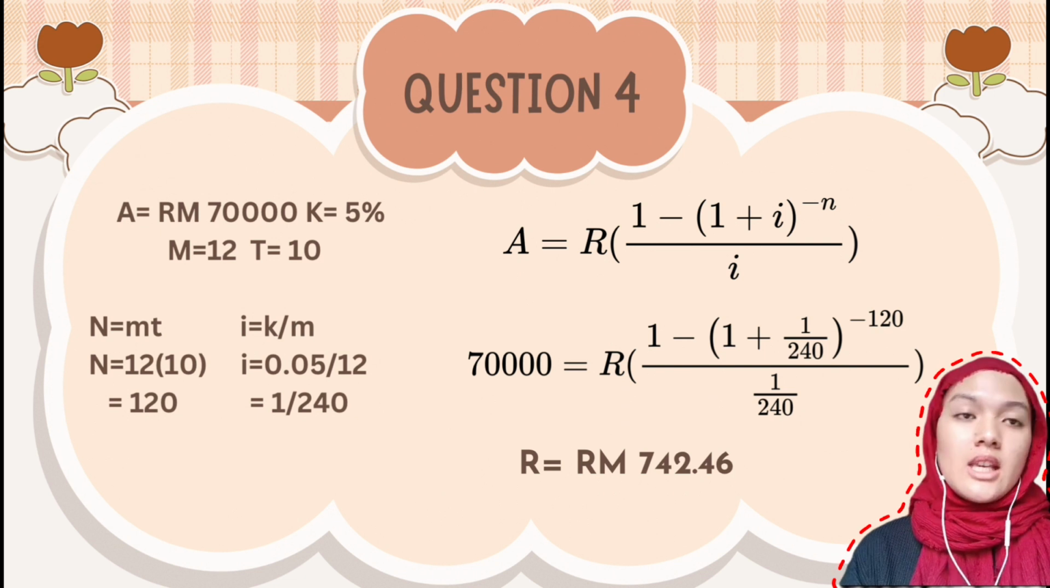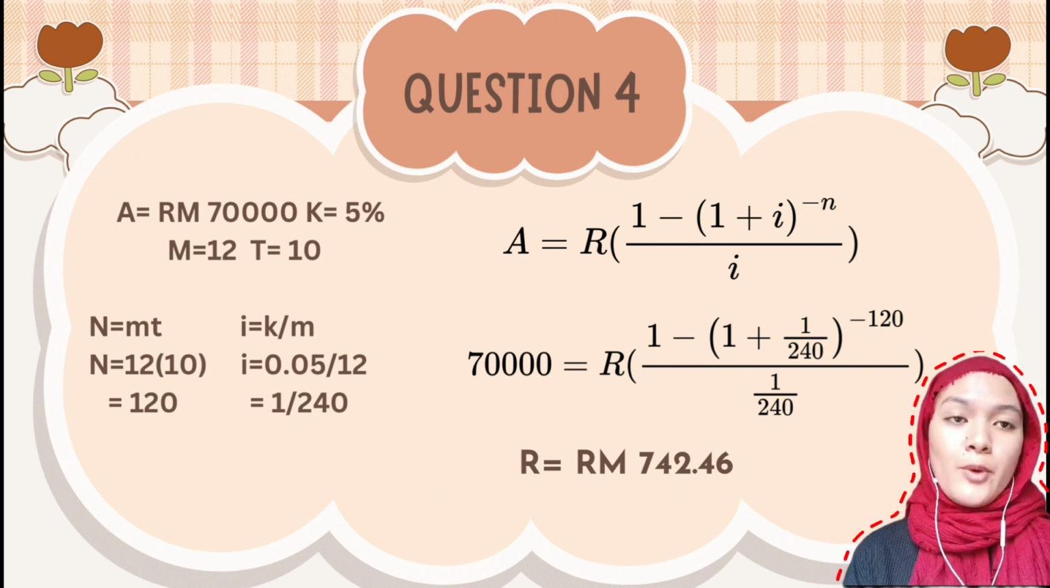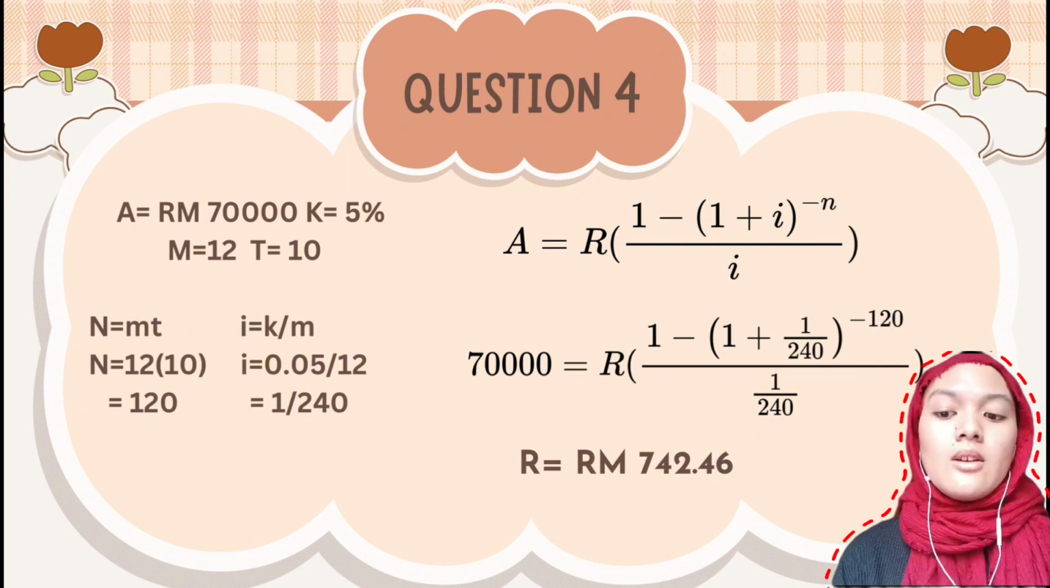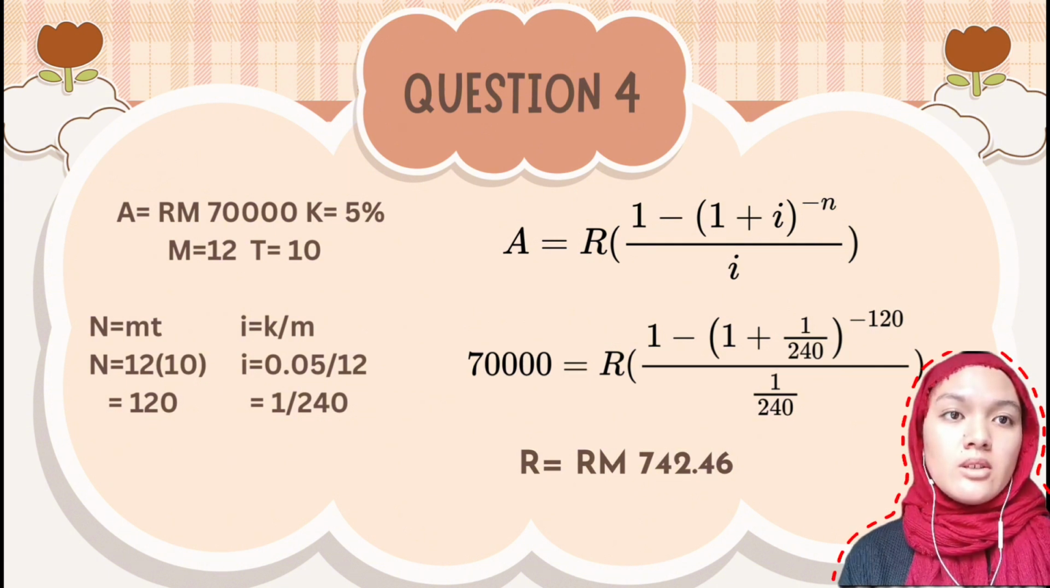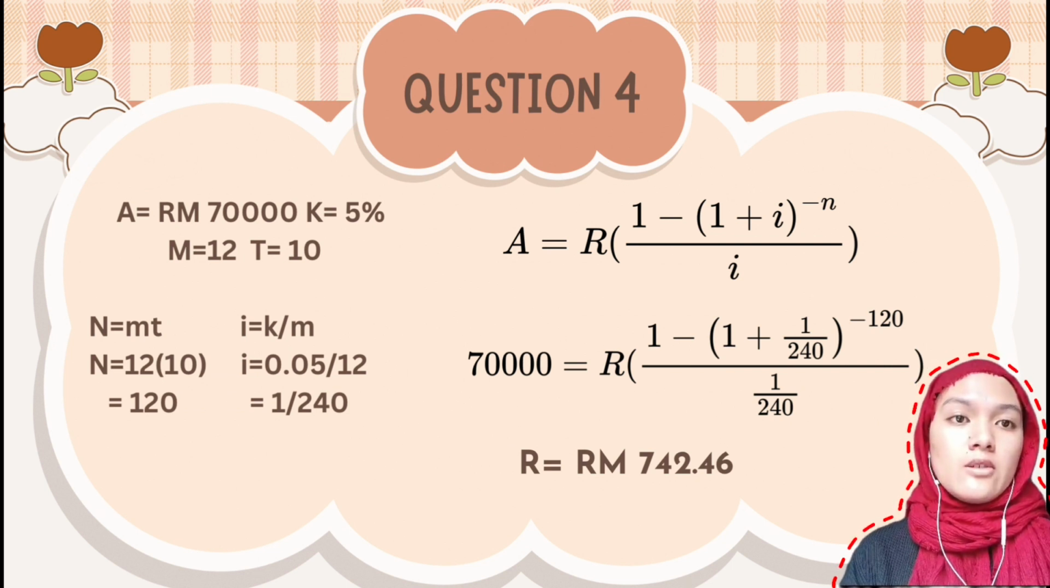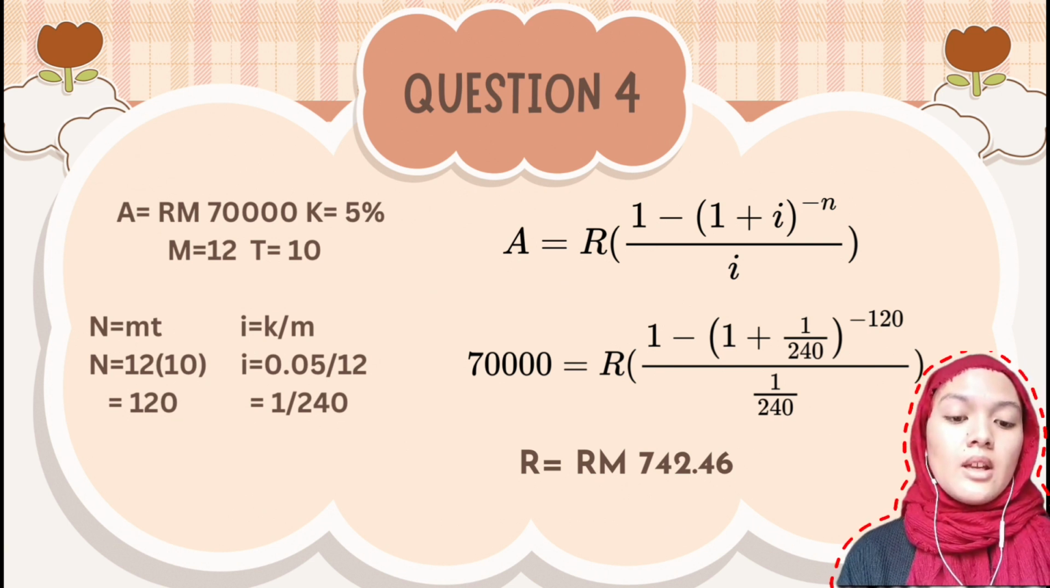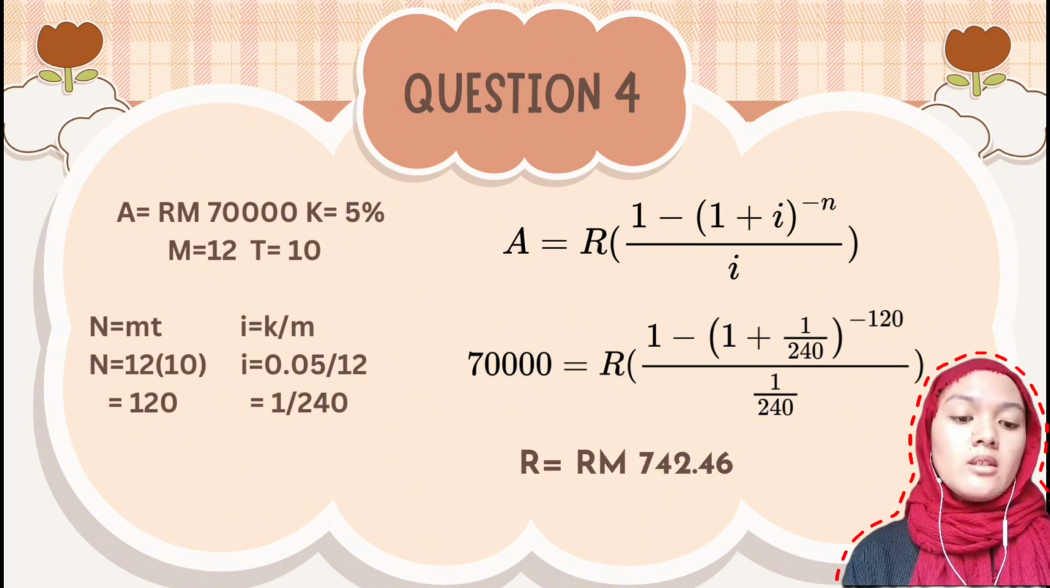So as you can see, 70,000 is the present value, so we are going to put it as A. And then k equals 5%, which is 0.05, m equals 12, t equals 10, n equals 120, i equals k over m, 5% over 12, which is 1 per 240.